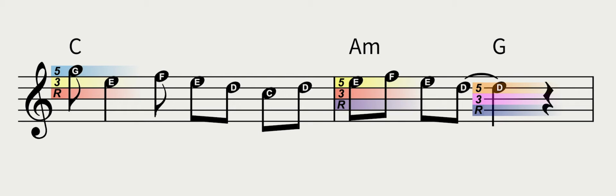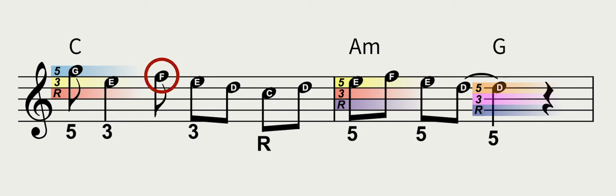Notes in the melody that are in the chords are chord tones. G is the fifth of C major. E is the third. E is the third again, and C is the root. E is the fifth of A minor. We have another fifth here. D is the fifth of G major.